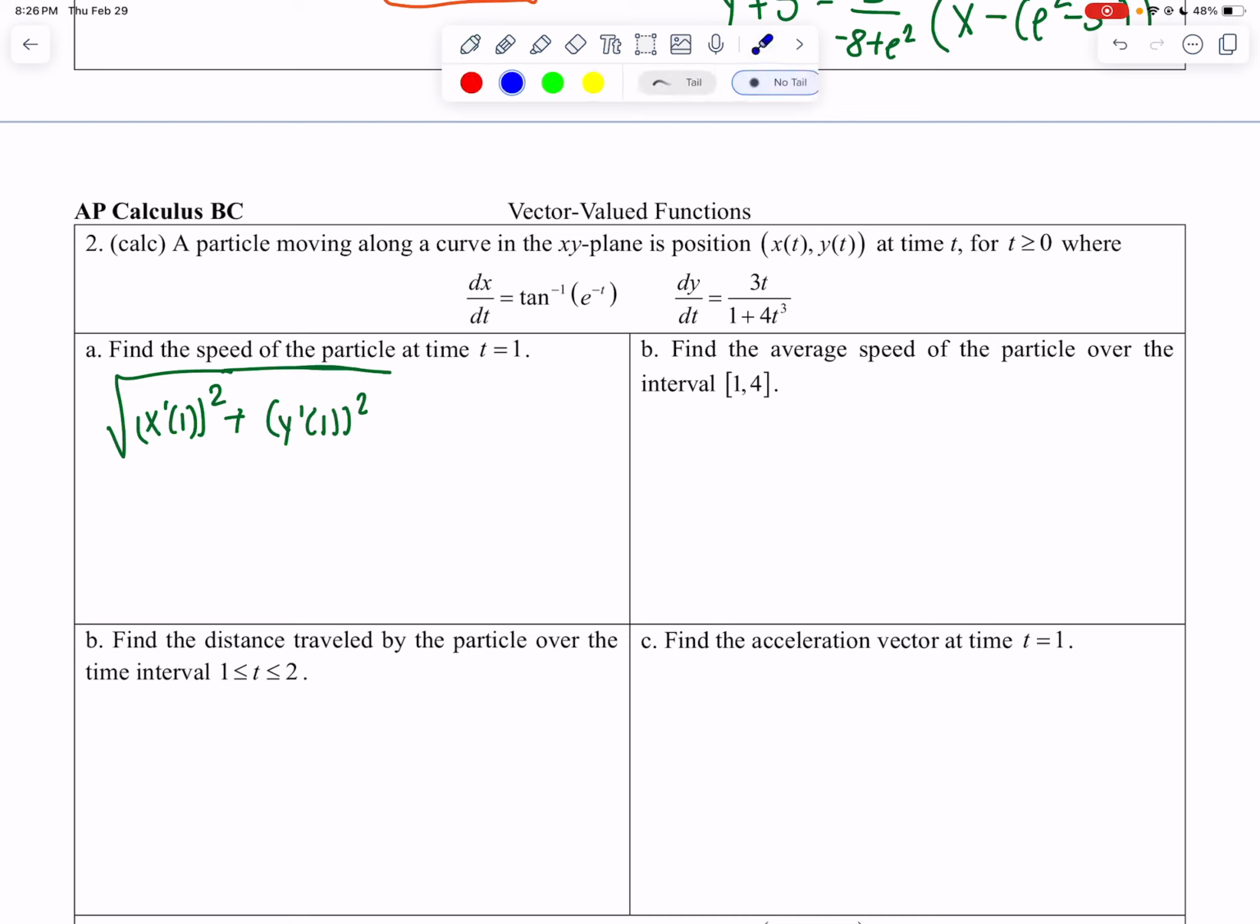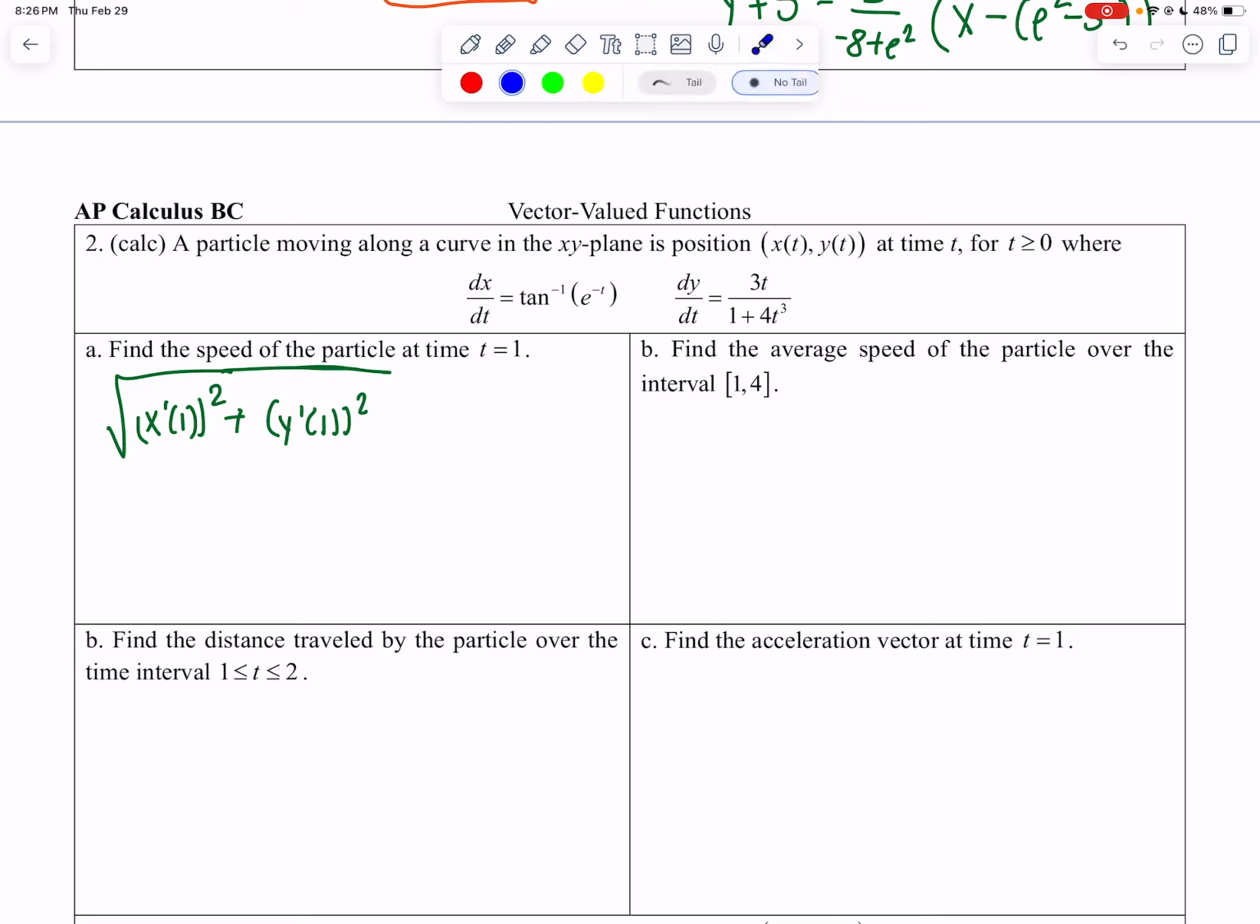All right, number 3. A particle moving along the curve in the xy plane is given by the position x of t, y of t at time t for t is greater than or equal to 0, where we have dx/dt being ln of t plus 1 and dy/dt being sine of e to the negative t squared. And it also tells me that at time 1, the particle is at 2, 5. Part A says find the slope of the tangent line to the curve at the position 2, 5.